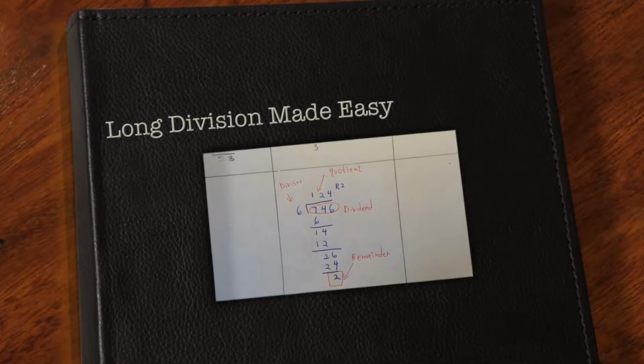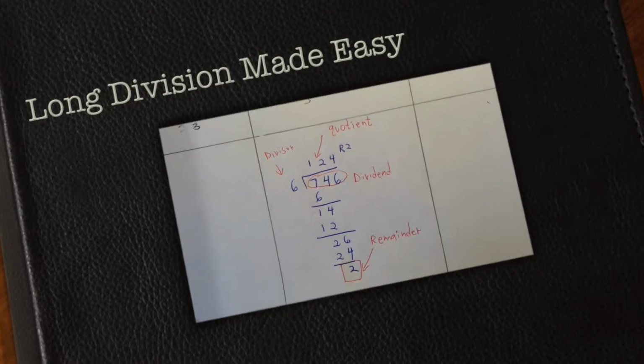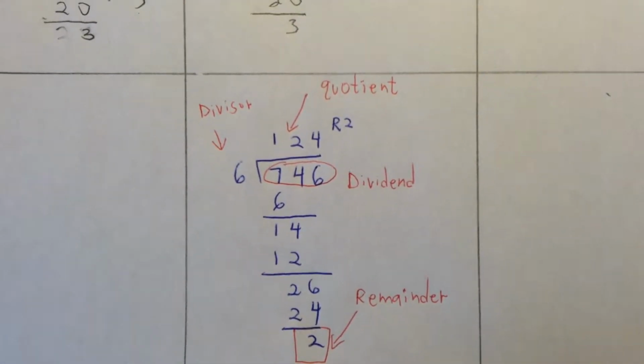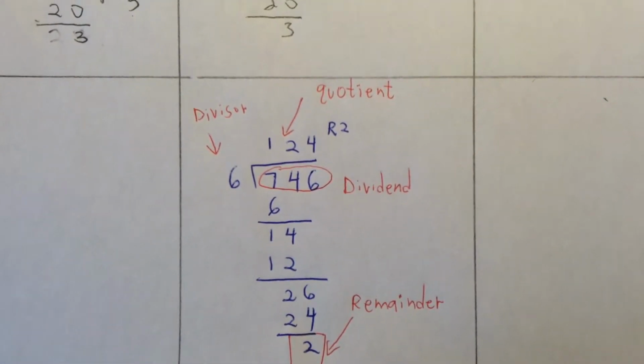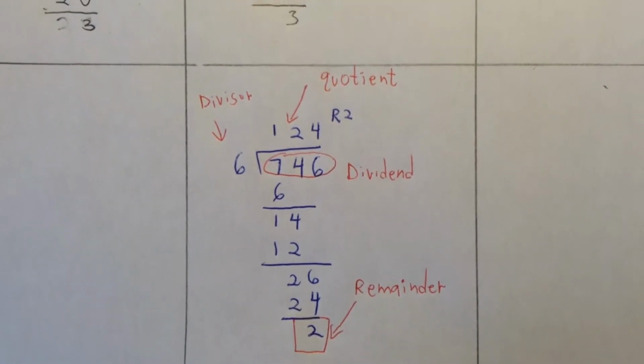Okay, today we're going to learn about long division. The first thing we need to do is master our terms. The 6 is our divisor. It's the small number that's going into the bigger number. The number underneath the brackets, the one being divided into, is called our dividend.